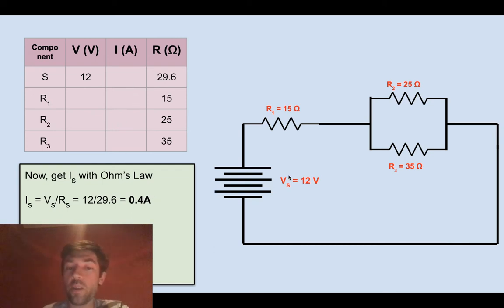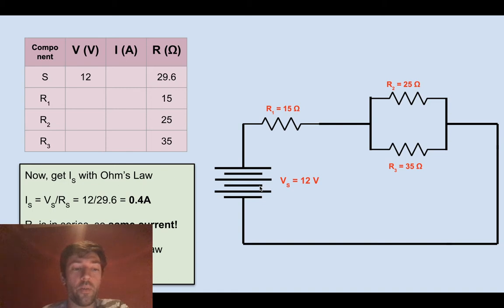Okay, so once you know the current at the battery, well, just think about the current as it goes around the circuit. Well, it's still in the same path. And so the current here at the first resistor is going to be exactly the same because it's in series with the battery.